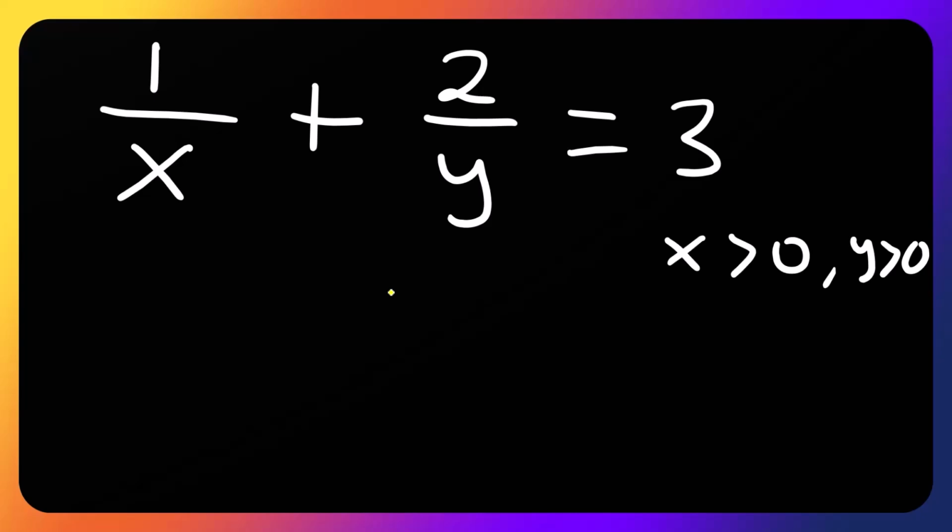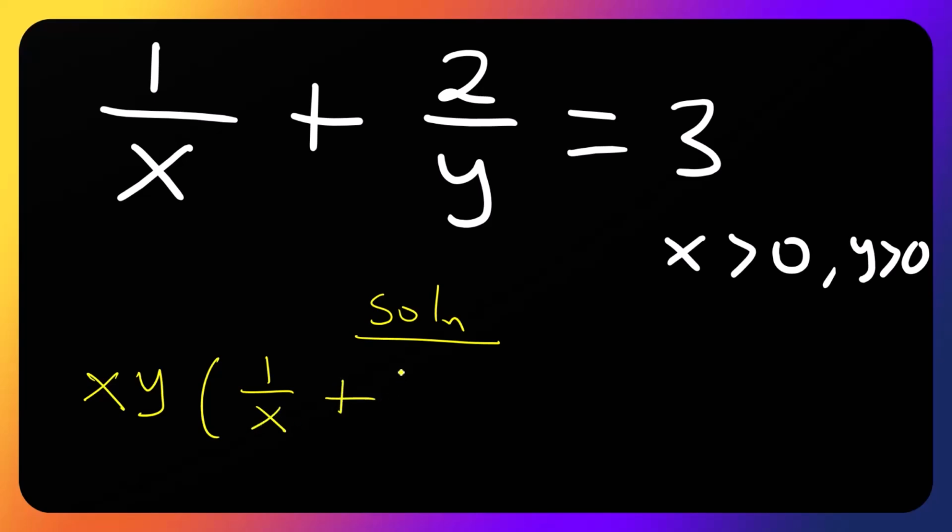Now let's start with the LCM here. So the LCM here, we can make this side over 1. The LCM will be xy times 1. That will be xy. So I'll multiply both sides by xy. So that will be xy times 1 over x plus 2 on y equals to 3 times xy.